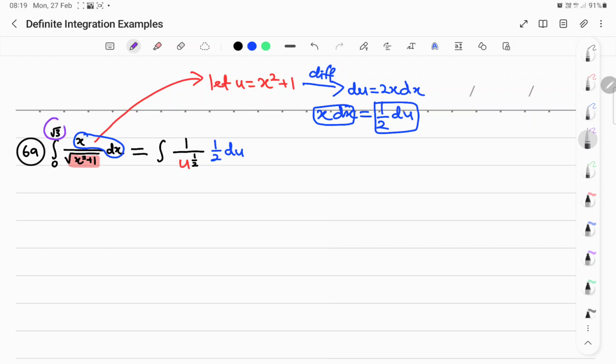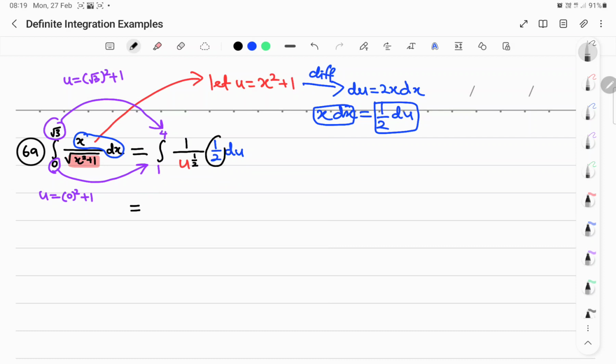Then next we have to replace our limit. So how to replace the limit? Substitute it inside the u equation. So square root of 3 squared plus 1 becomes 4. And for this one, we substitute u equals 0 squared plus 1 to get 1. So we have finished substituting everything with respect to u.